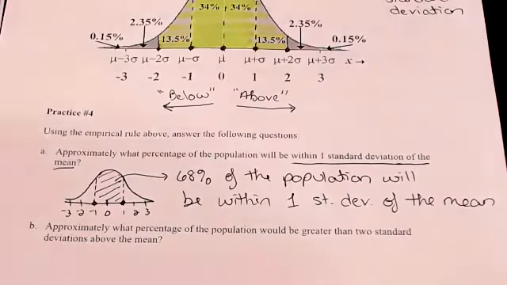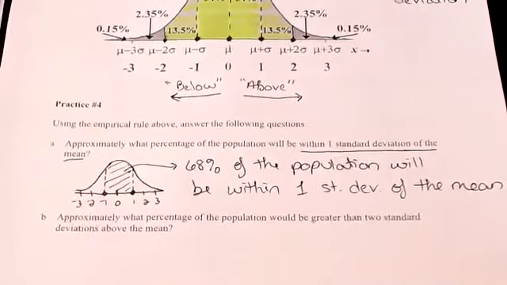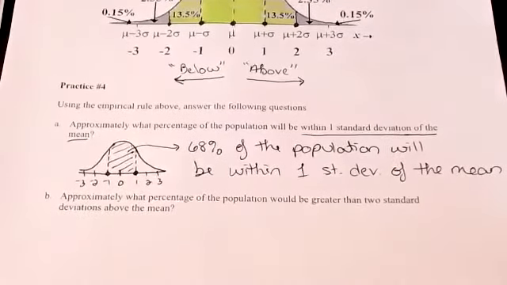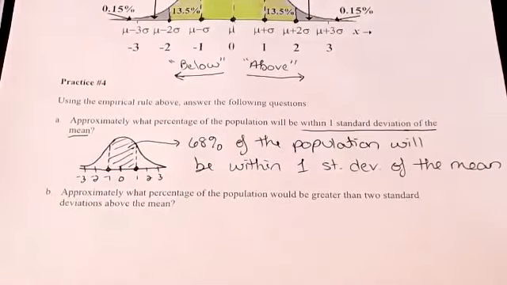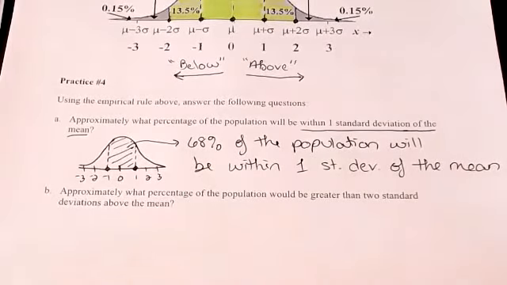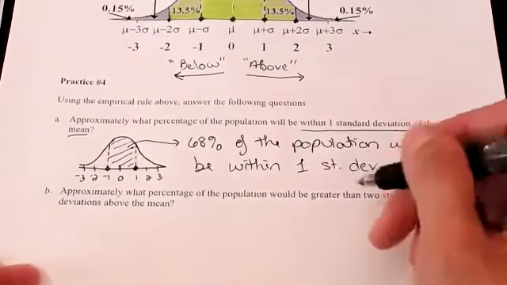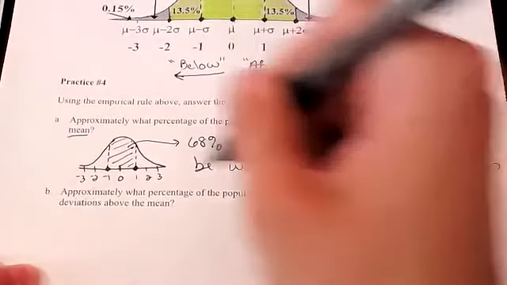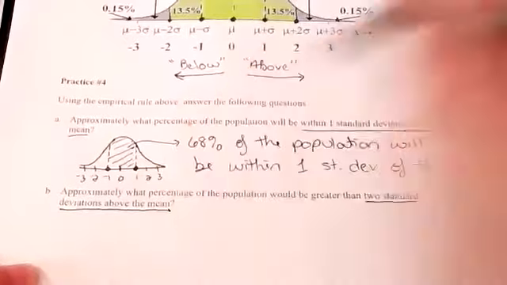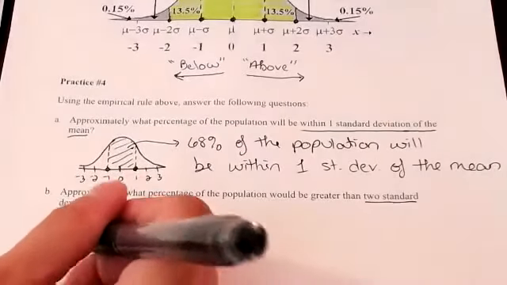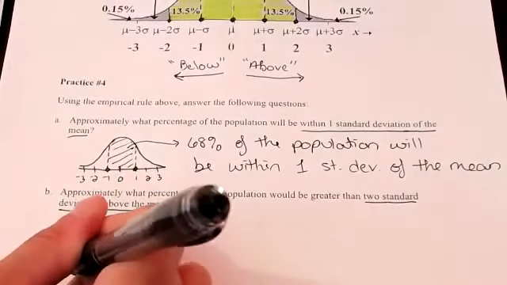Okay, take a look at part B. Approximately what percentage of the population would be greater than 2 standard deviations above the mean? This is very interesting. First things first, notice we are referencing 2 standard deviations above the mean. So let's go ahead and draw our curve.